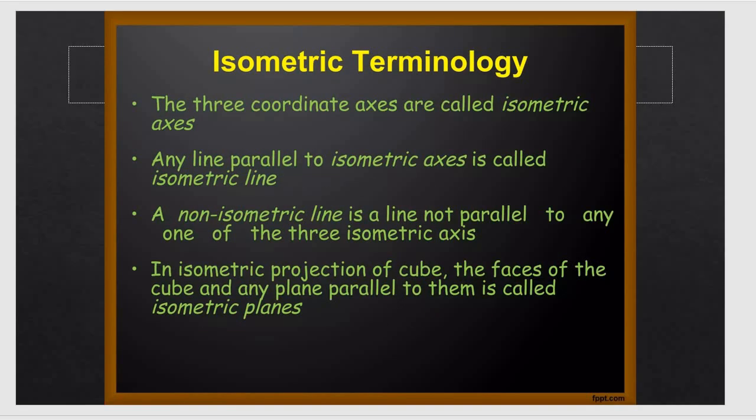Isometric terminology: generally we have three coordinate axes. These axes are called isometric axes. Any line parallel to an isometric axis is called an isometric line. A non-isometric line is any line that is not parallel to any one of the three isometric axes. In an isometric projection of a cube, any plane parallel to the faces of the cube is called an isometric plane.